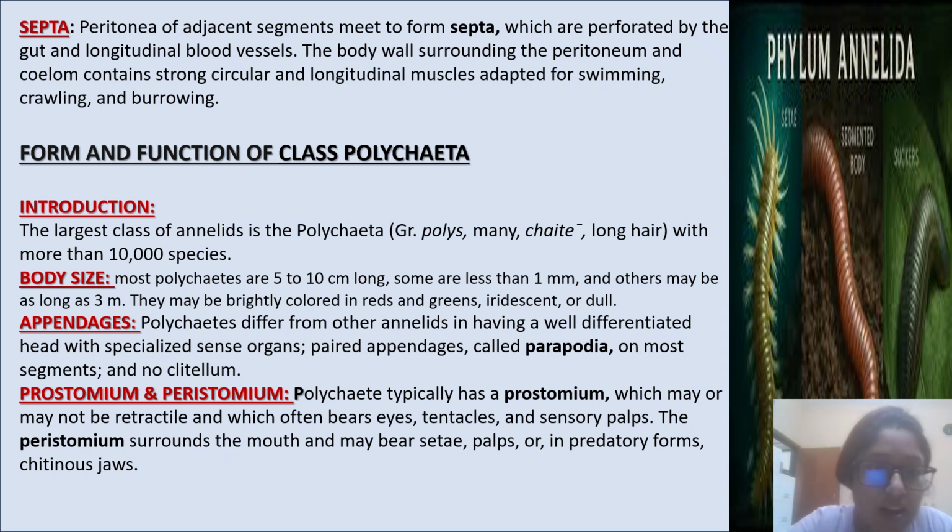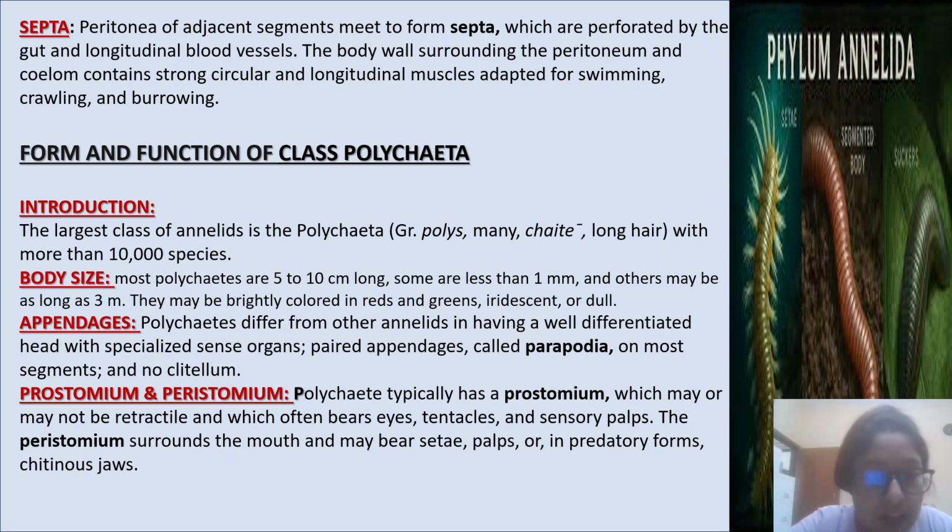Introduction. The largest class of the annelids is the Polychaeta, with more than 10,000 species. Body size. Most polychaetes are 5 to 10 centimeters long. Some are less than 1 millimeter and others may be as long as 3 meters. They may be brightly colored in reds and greens, iridescent, or dull. Next, appendages. Polychaetes differ from the other annelids in having a well-differentiated head with specialized sense organs, paired appendages called parapodia, almost no segmentation and no clitellum.